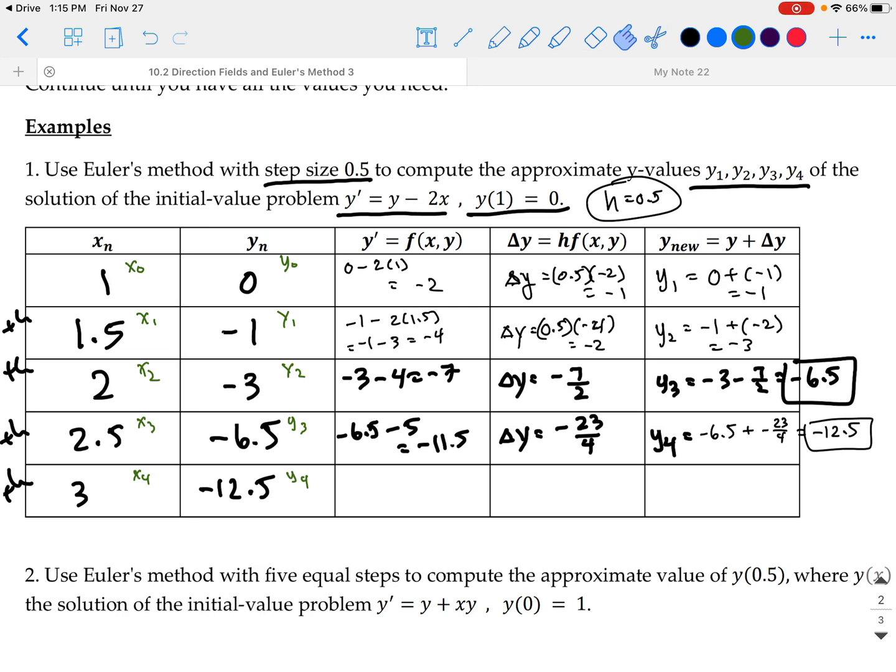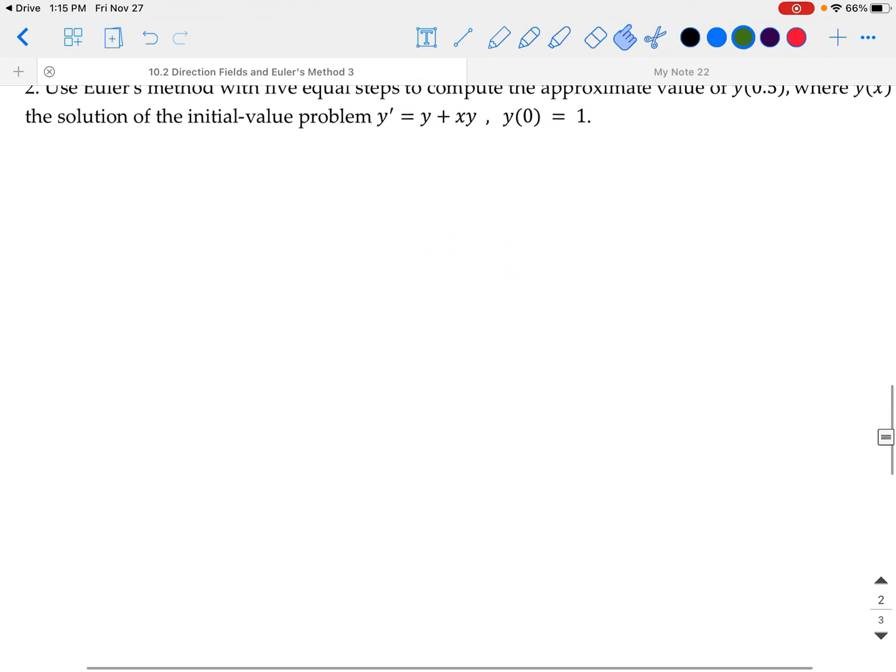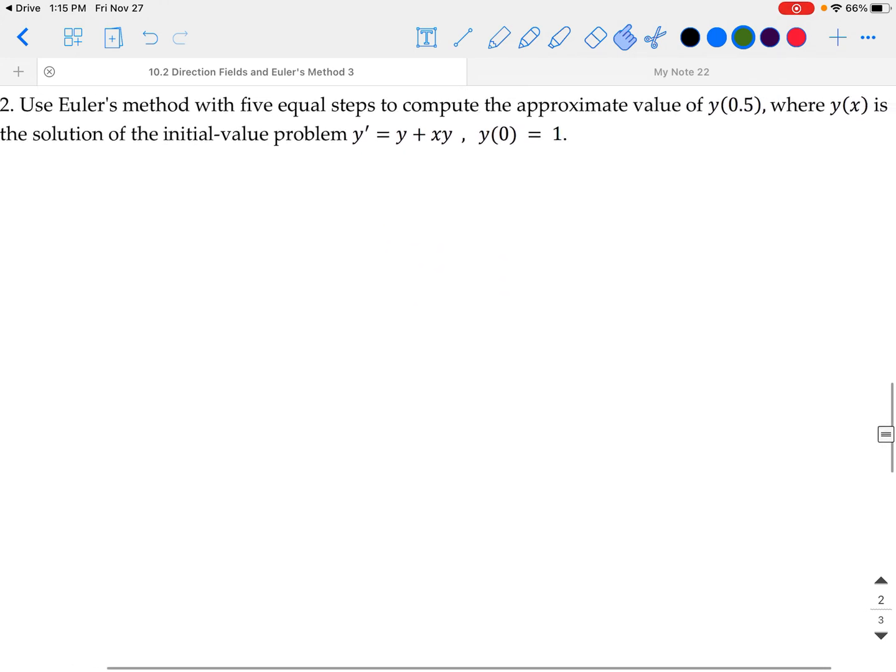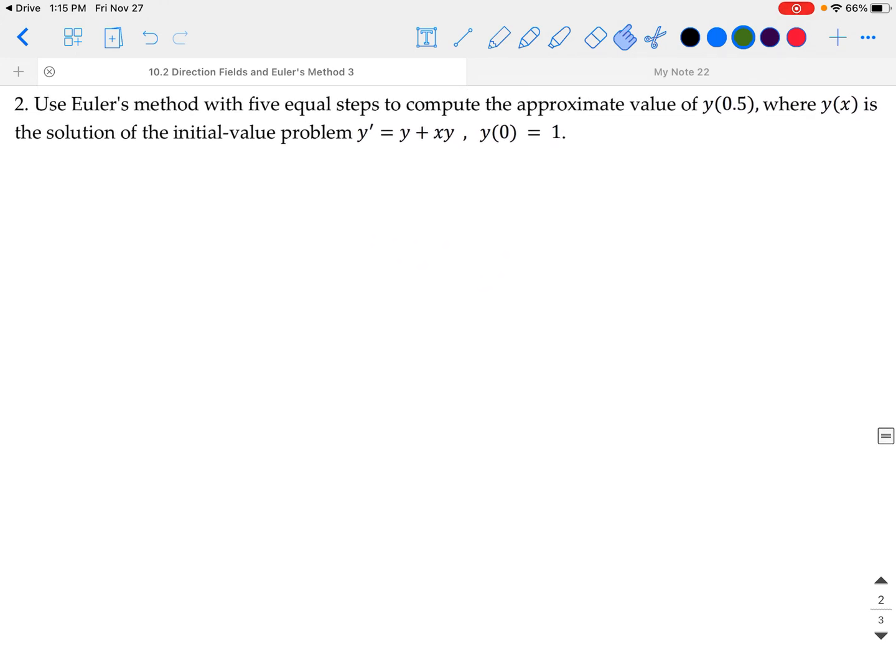All right, so that's our first example. So let's go ahead and jump into the second. For this, I kind of left it blank. I'll let you decide how you want your table to look, if you want to build a table at all.